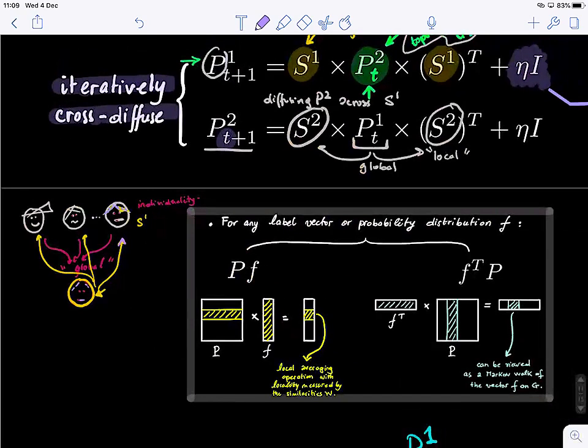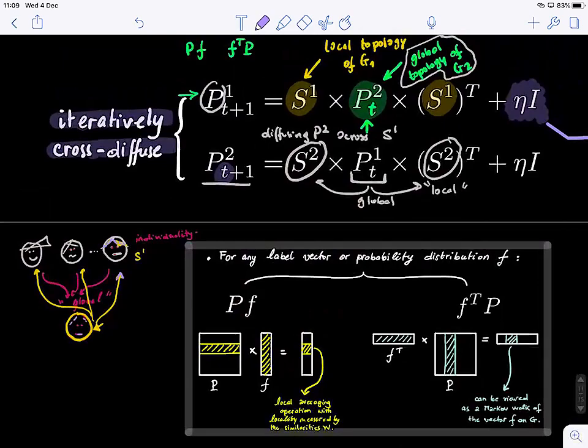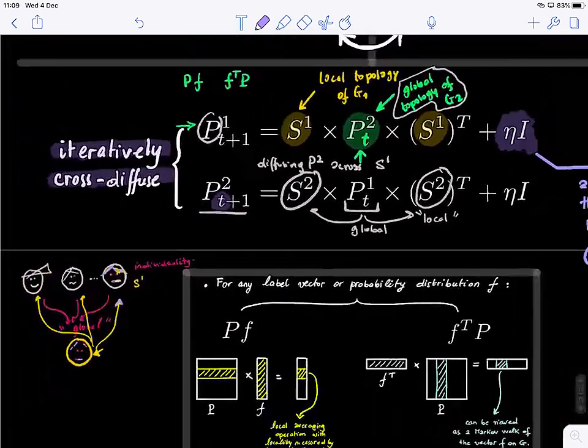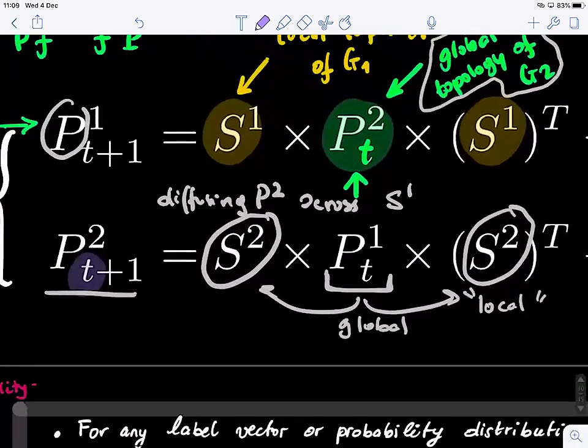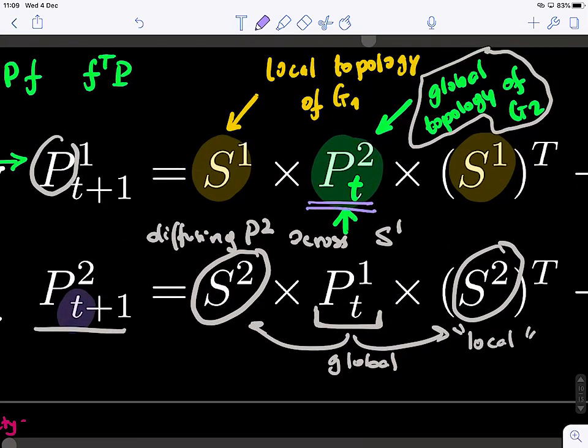So do you guys get the intuition? Kind of? So the thing is that when you diffuse the global through the local, you want to preserve the global, but you want to borrow some information from the local structure.